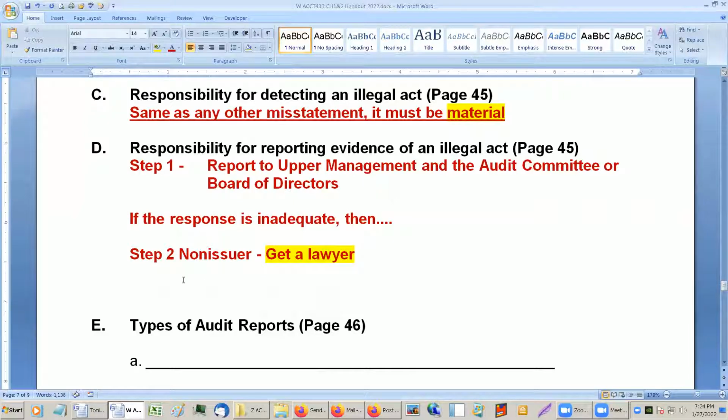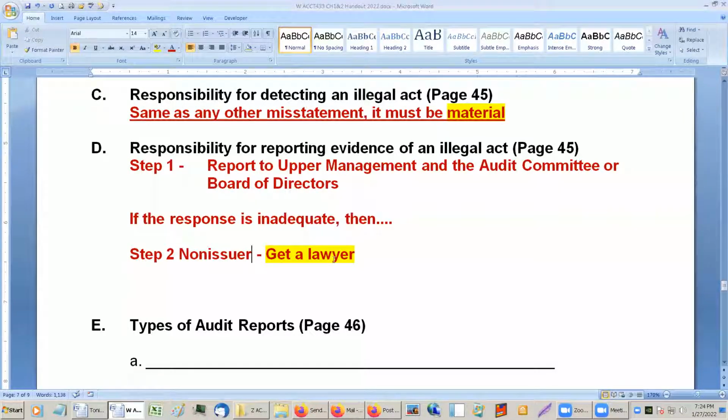So if it's a non-issuer, it's a little bit more difficult because you generally have to get a lawyer. I know it sounds like a complete cop-out, but you're in a tough situation because you have a fiduciary duty, but you're also a licensed professional, like a doctor. So you also have a duty to the public. And notice that those two are in conflict. There's this illegal act that is harmful to the public, which you have a duty to, but you also have a duty to the client.